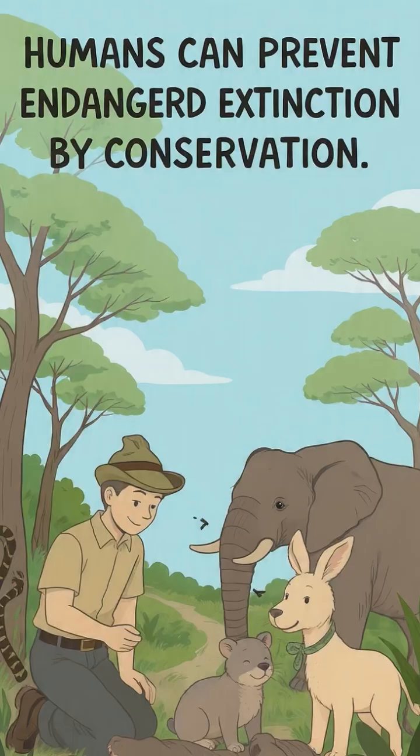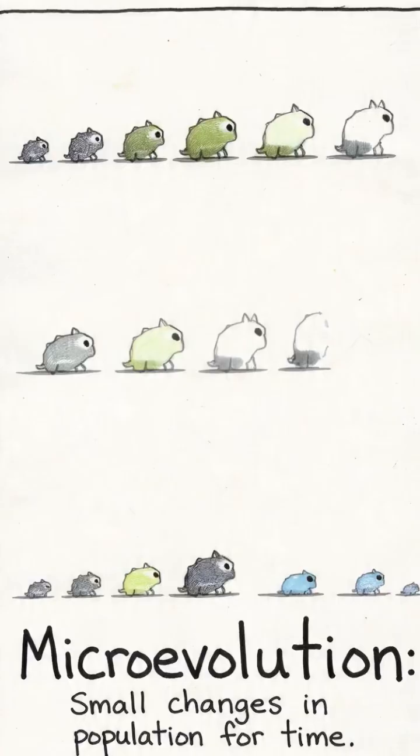Humans protecting endangered species demonstrate conservation efforts. Extinction can be slowed or prevented with active intervention. Microevolution occurs as small genetic changes accumulate within populations. These small shifts over time can lead to significant evolutionary change.